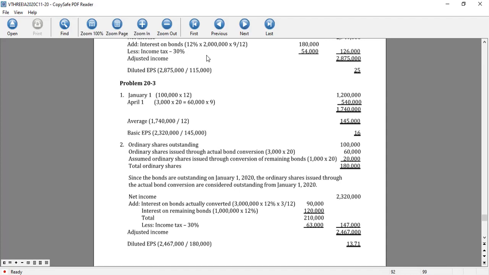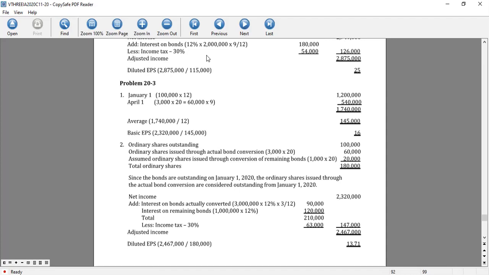Total 1,740,000. Then we divide it by 12, the average of 145,000. So the basic earnings per share is 2,320,000 divided by the average number of shares of 145,000. We get 16. Then in number 2, we determine the diluted earnings per share.